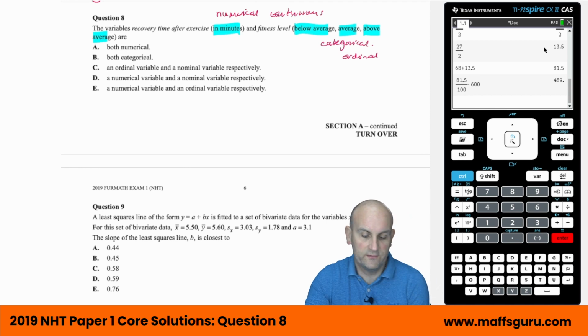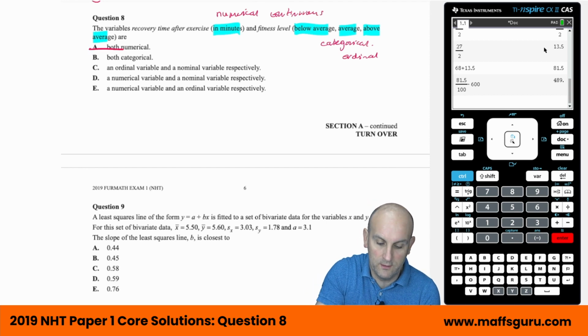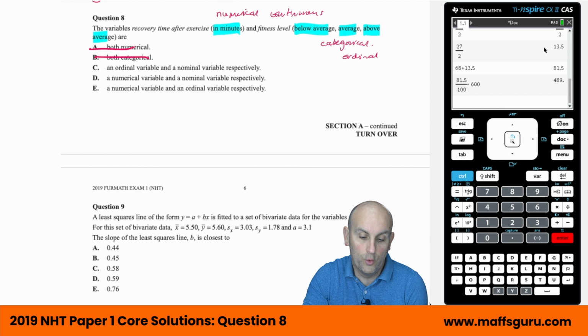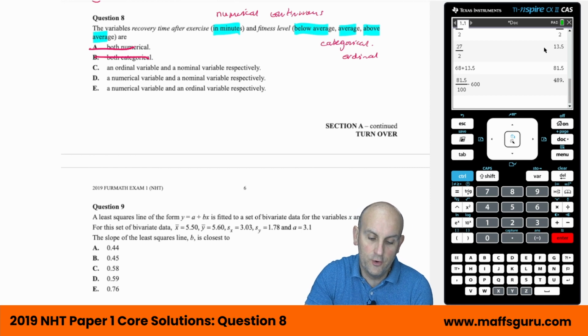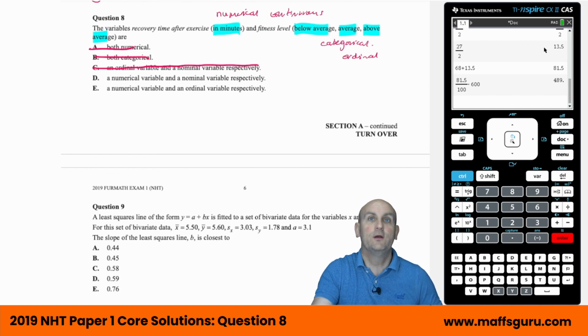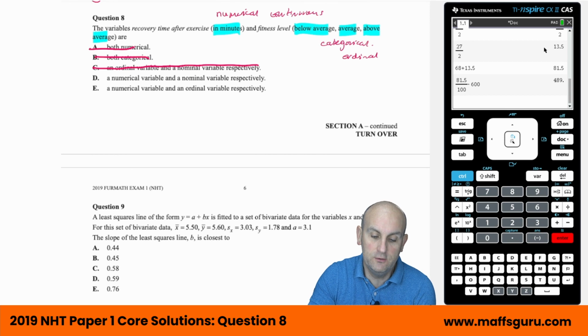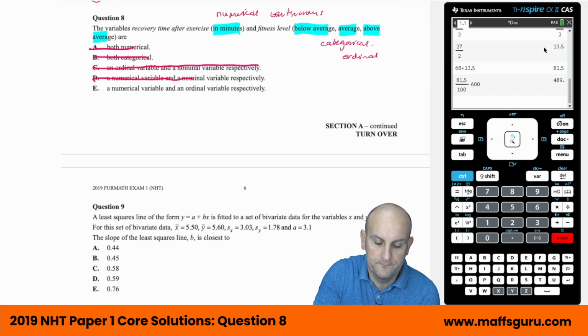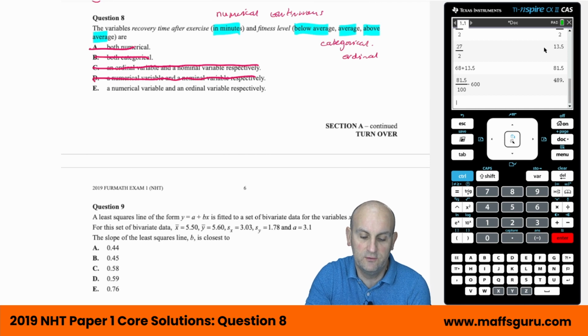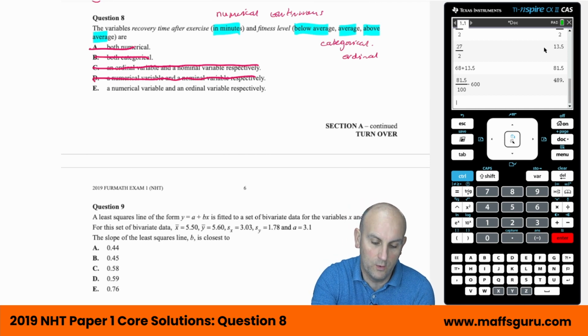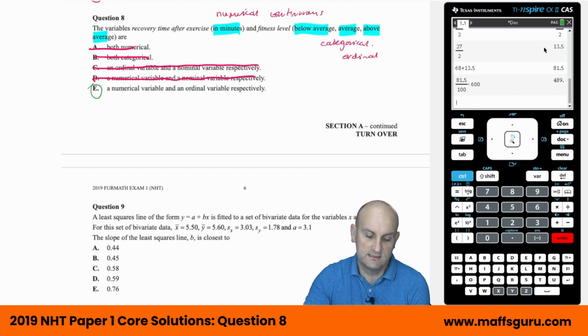So let's now see what it's asking. They are both numerical? No. They're both categorical? No. An ordinal variable and a nominal variable respectively? Well, ordinal and nominal both mean categorical. So notice there we've got three of them completely gone. A numerical variable, yes, and a nominal variable, nope. So hopefully the last one says a numerical variable and an ordinal variable. Oh my goodness. So that would give question 8E as the correct answer.